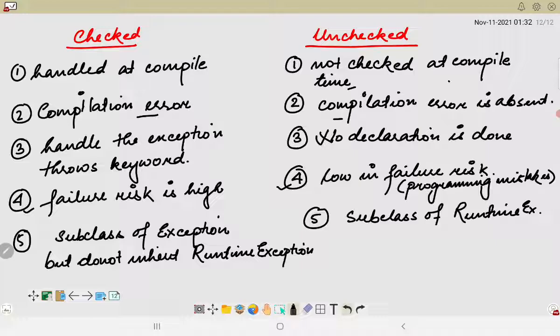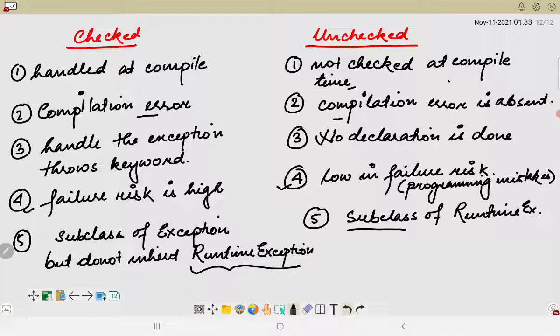The fifth important point is that checked exceptions are a direct subclass of the exception class, because we already saw that all the compile time exceptions basically belong to the exception class, but they do not inherit from runtime exception. Runtime exceptions have no direct connection with the compile time or checked exceptions. Though both of them inherit the exception class, unchecked exceptions are a direct subclass of the runtime exception.